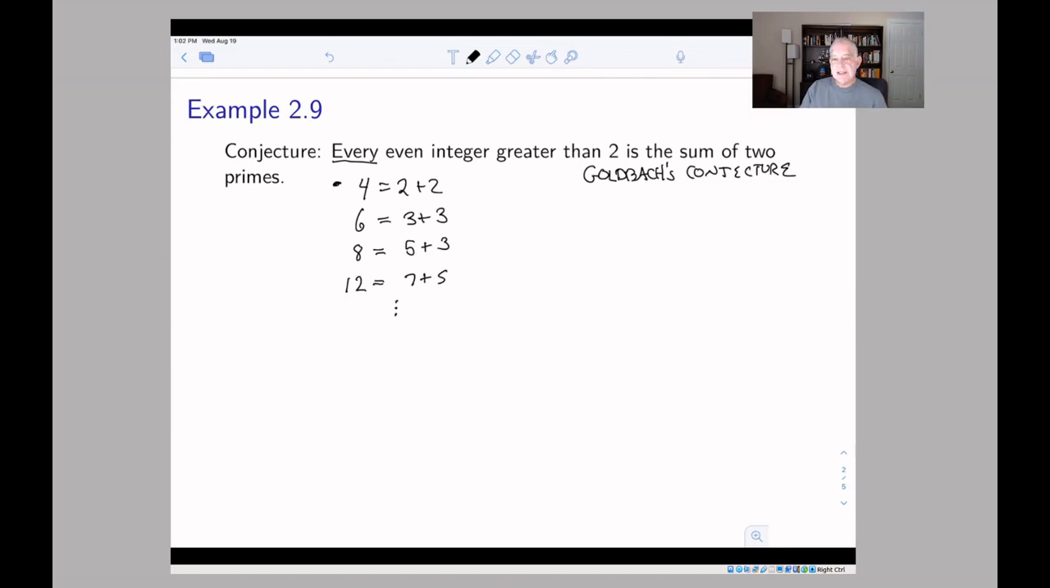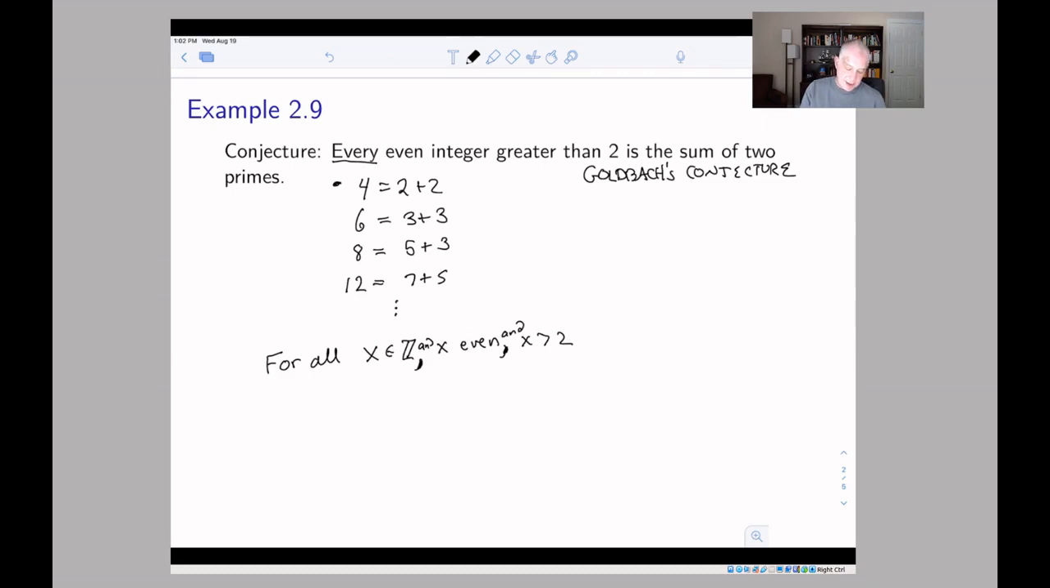So if we want to look at this in logical form, it begins with the word every. So every is a universal quantifier. It's a for all statement. So this is saying something. It's saying for all x, which is an integer, and even, and greater than 2. So those are the conditions. It has to be an integer, and it has to be even, and it has to be greater than 2.